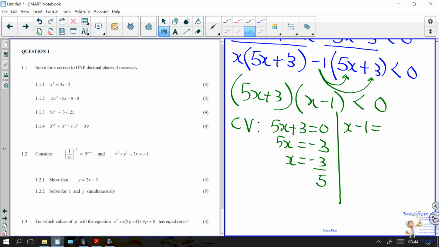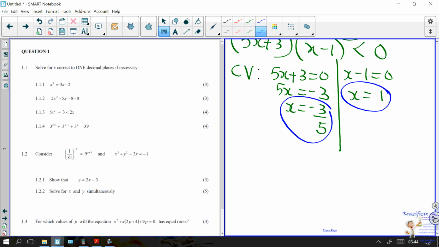Or x minus 1 equals 0. x equals what? 1. So I've got two critical values. These are not my solutions. They are just values for me. They are guidelines, critical values. That means x cannot be any of these ones. All right. So look at what I'll do. I'm going to draw a number line and write the lesser number on the left and the bigger number on the right. Now, what do I do here?